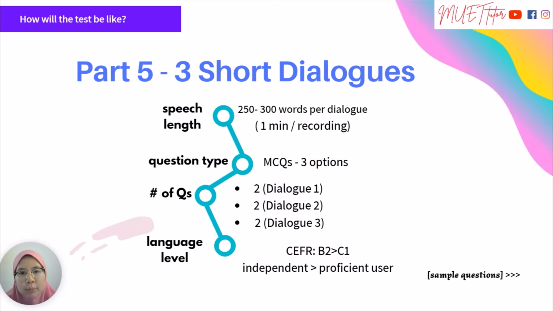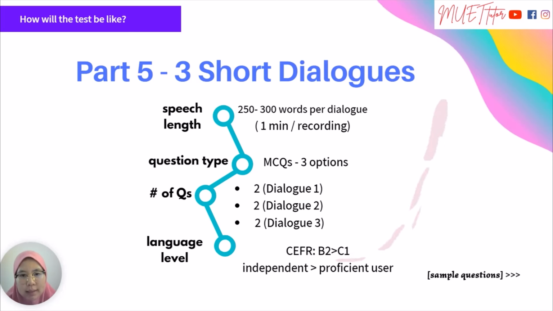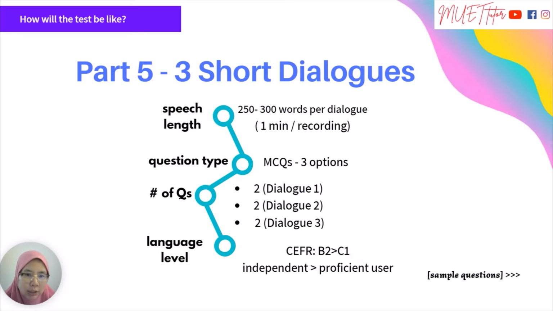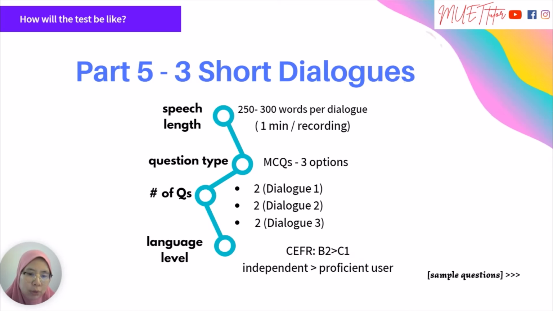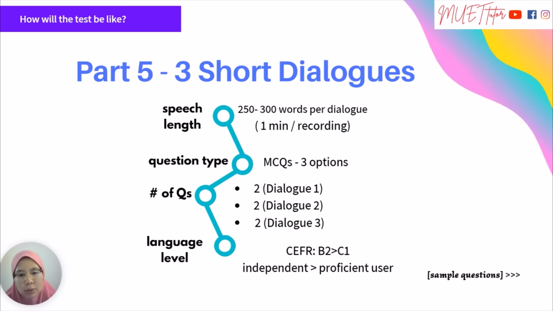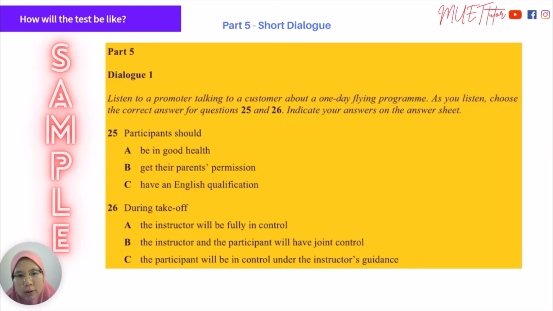In part 5, you'll be listening to 3 unrelated dialogues. Each dialogue is about 250 to 300 words in length and will take about 1 minute, very quick. And then again, for each dialogue, you'll answer 2 multiple choice questions. Each MCQ has 3 options, A, B, C, and the language will be in levels C1 and below. It's quite high. Each dialogue comes with the following standard rubrics, as you can see in the sample.